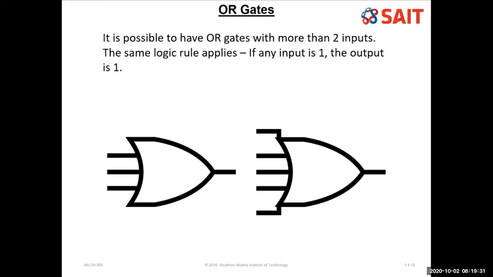Once again, you can have multiple inputs. It doesn't really matter how many. In the real world, they just cost more to manufacture, so you don't see them very often, but there's always only going to be one output.